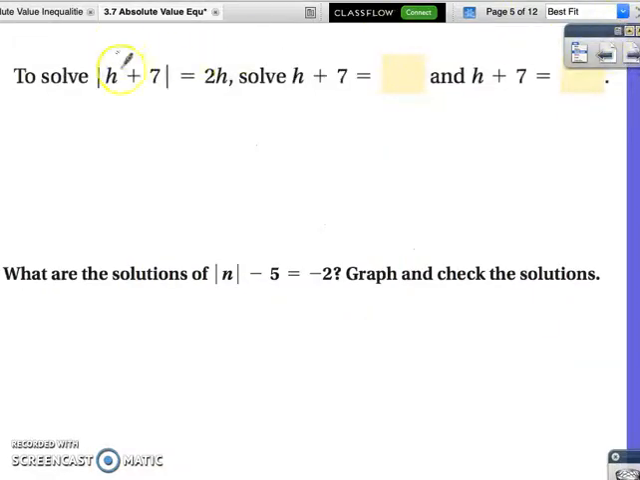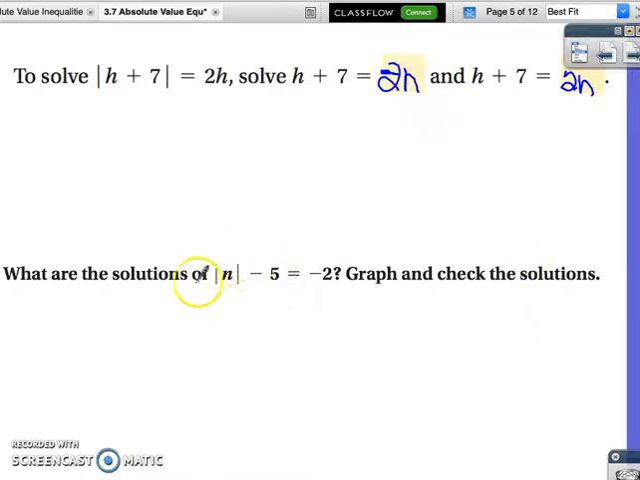All right. Solve h plus 7 is equal to 2h. Well, let's just do negative and 2h, one's negative and one's positive. Here, what are the solutions? And then graph and check the solutions.